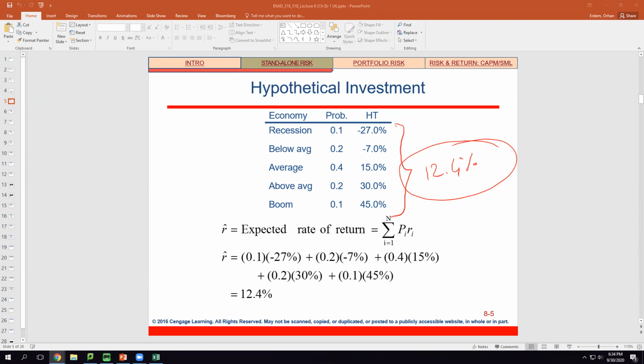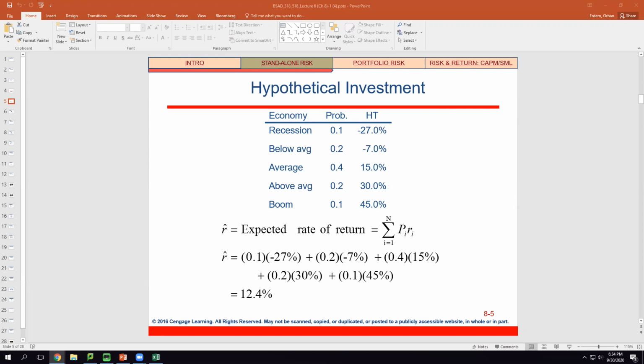If you have realized data, you have an average. If you have probabilistic data, you have expected return, because you can't calculate the averages since it didn't happen. You just know that there are probabilities, and you can't simply average this because the weight of 15% is much higher than the weight of negative 27%. So you can't simply average those. You have to multiply with the corresponding probabilities.